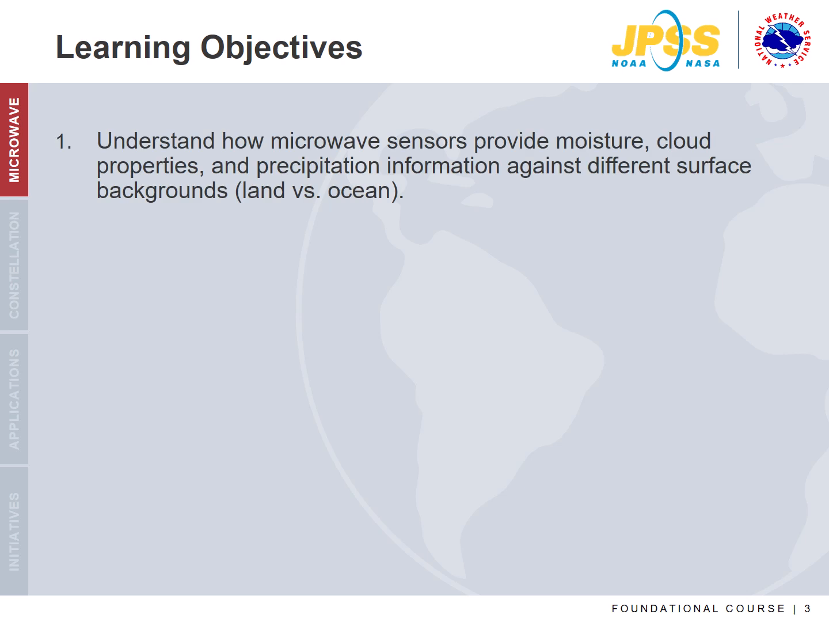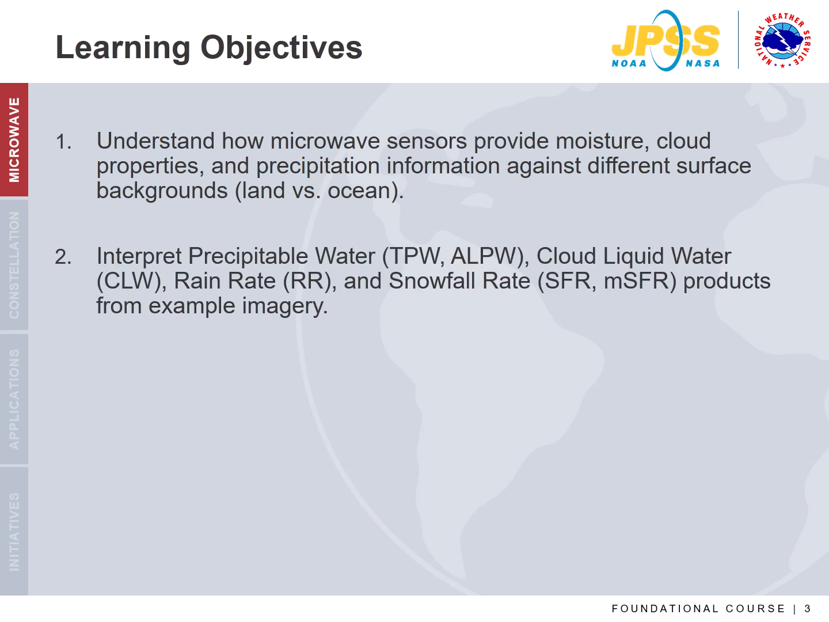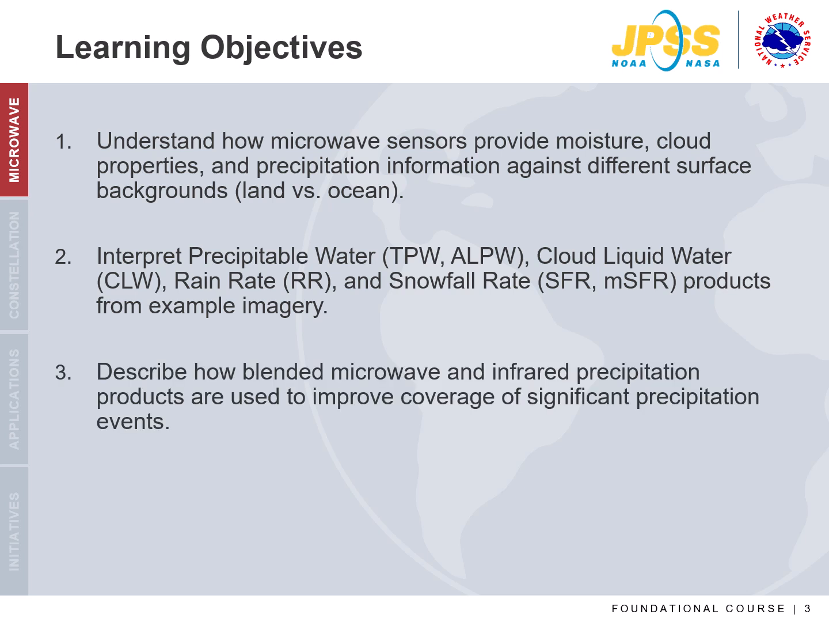1. To pull together how absorption regions and emissivity characteristics described in previous modules are used to understand how microwave sensors provide moisture, cloud properties, and precipitation information against different surface backgrounds. 2. To interpret precipitable water, cloud liquid water, rain rate, and liquid equivalent snowfall rate products from example imagery. And 3. To describe how blended microwave and infrared precipitation products are used to improve coverage of significant precipitation events.